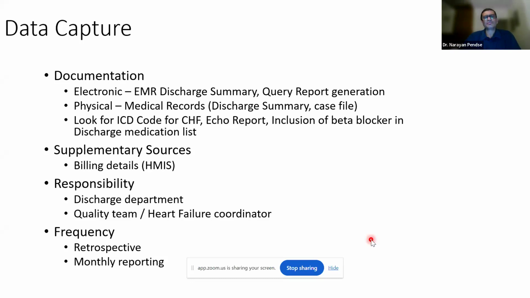If electronic data is being generated, there is an example of framing a query which could help you get this data from the software itself. You could also look at supplementary sources, for example, IP pharmacy or OP pharmacy records, from where sales of beta blockers to your patients have happened.